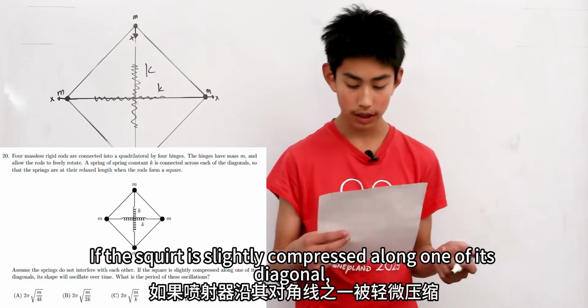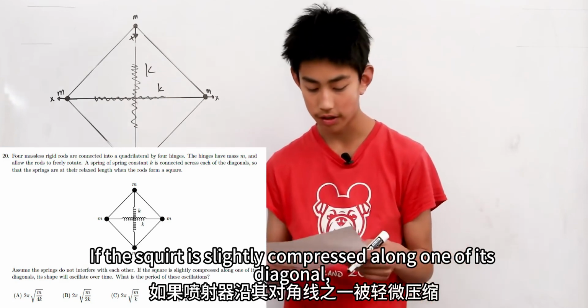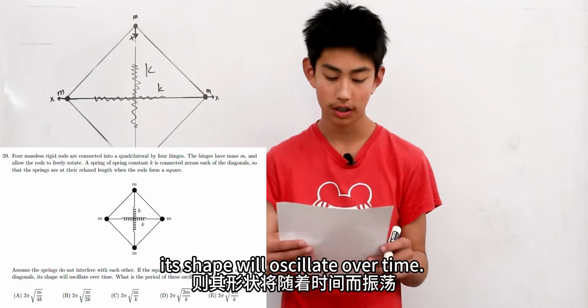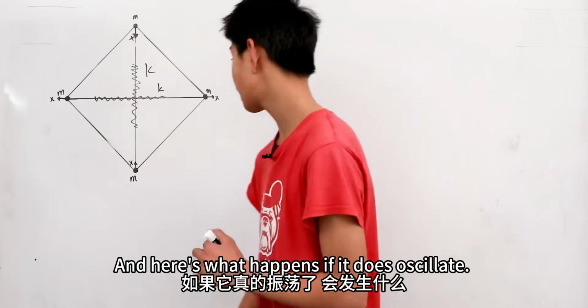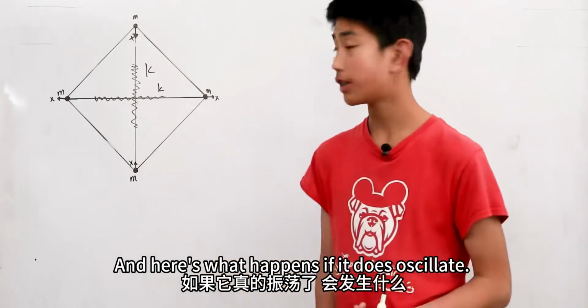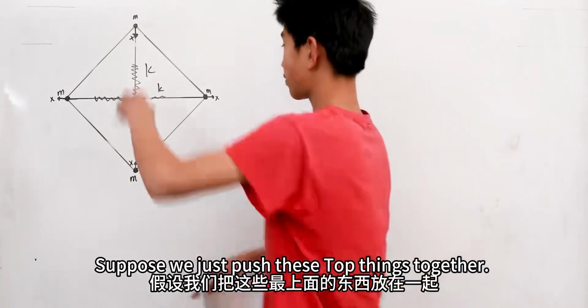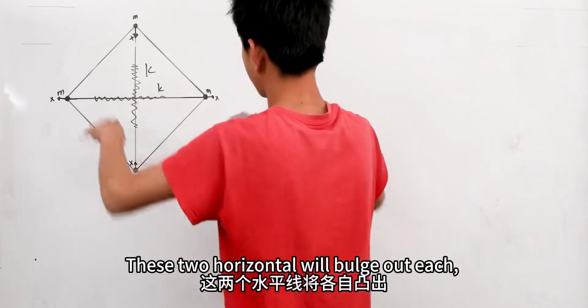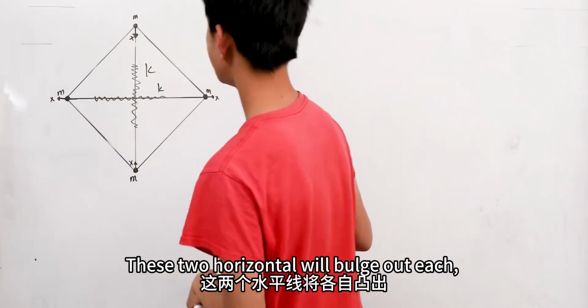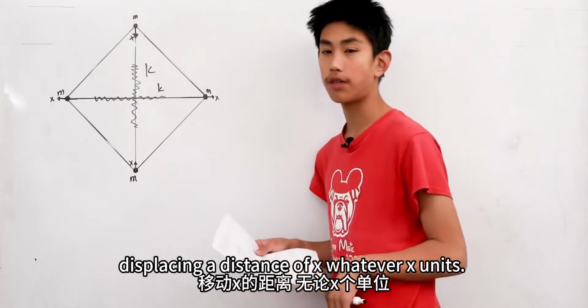If the square is slightly compressed along one of its diagonals, its shape will oscillate over time. What is the period of these oscillations? And here's what happens if it does oscillate. Suppose we just push these top things together. These two horizontals will bulge out, each displacing a distance of x.